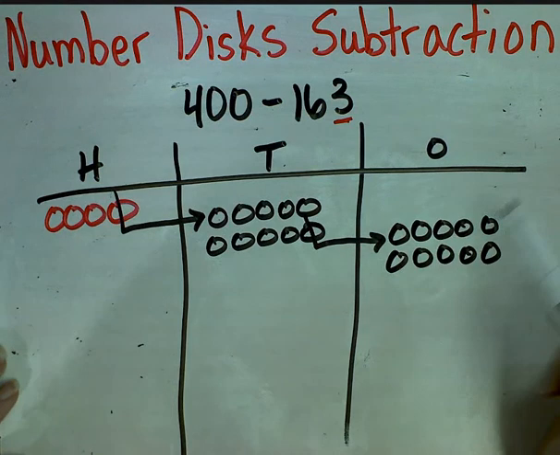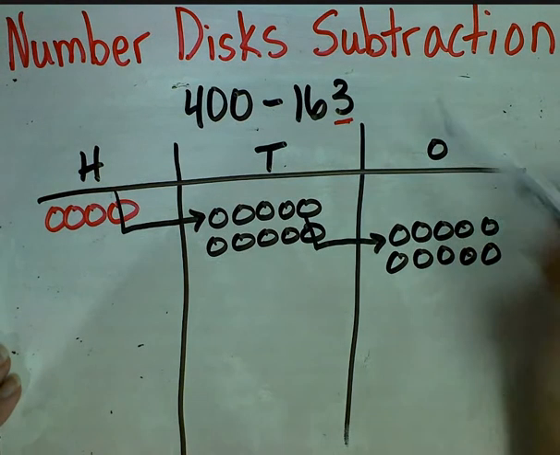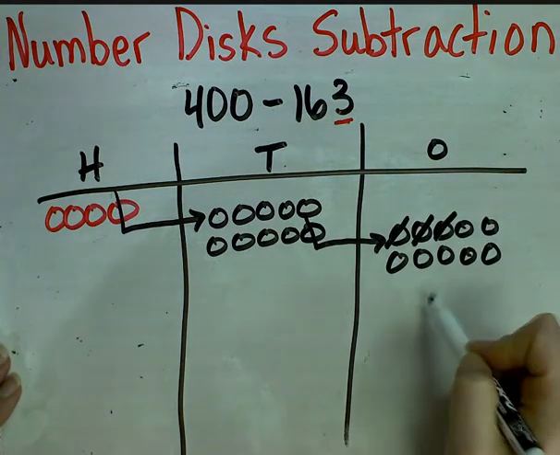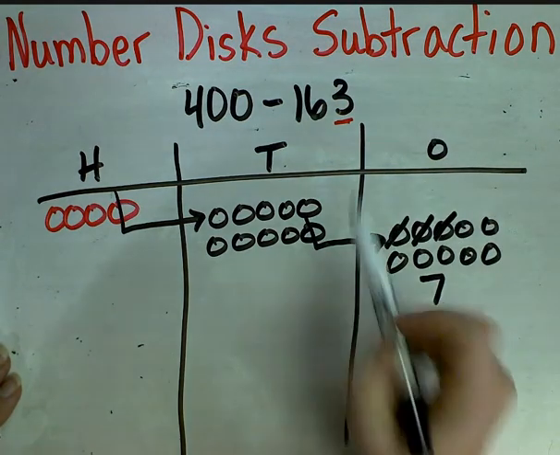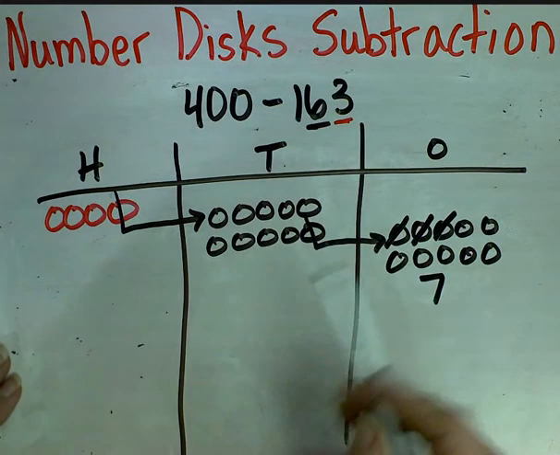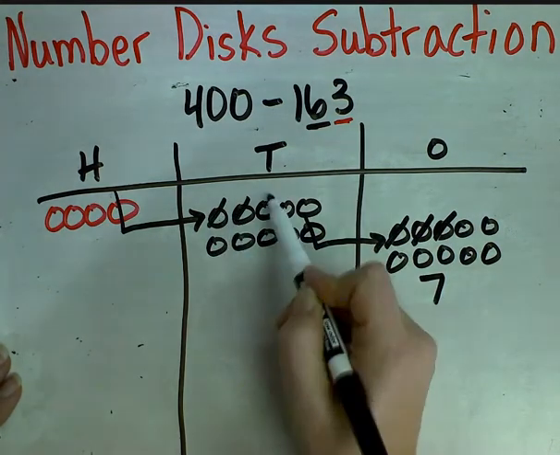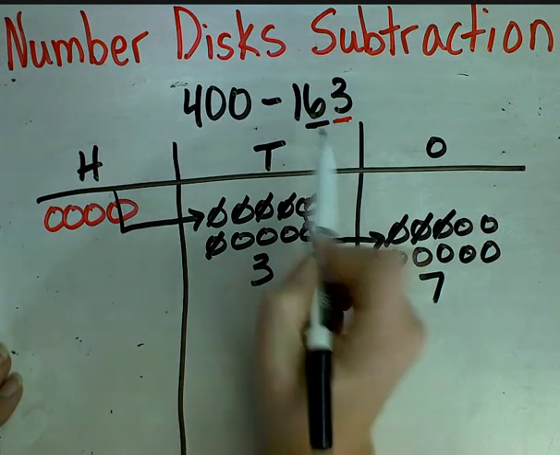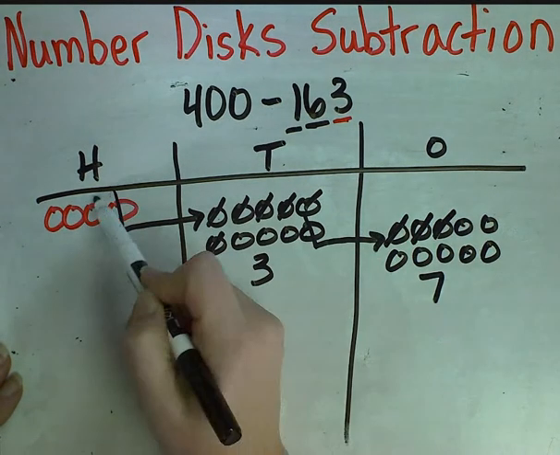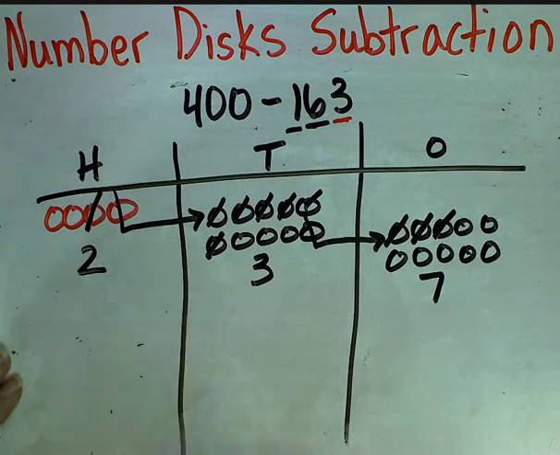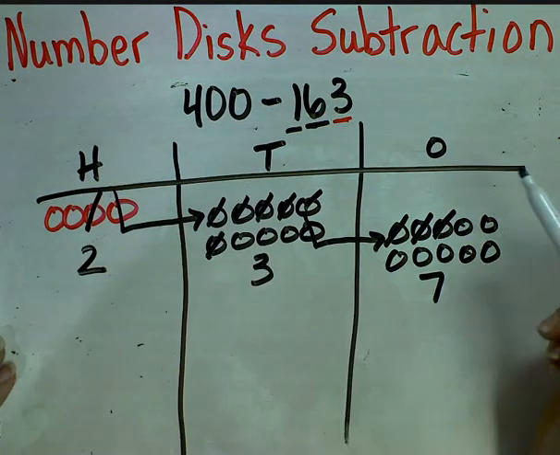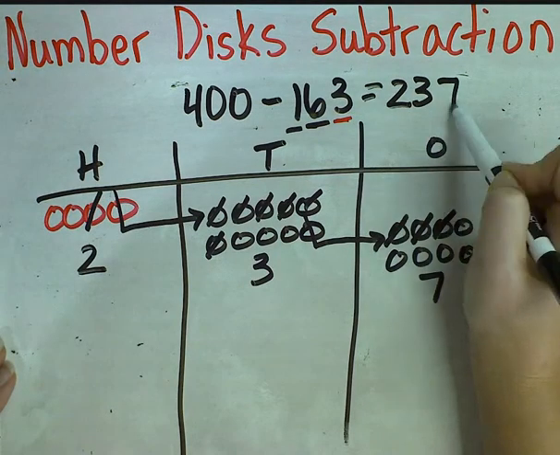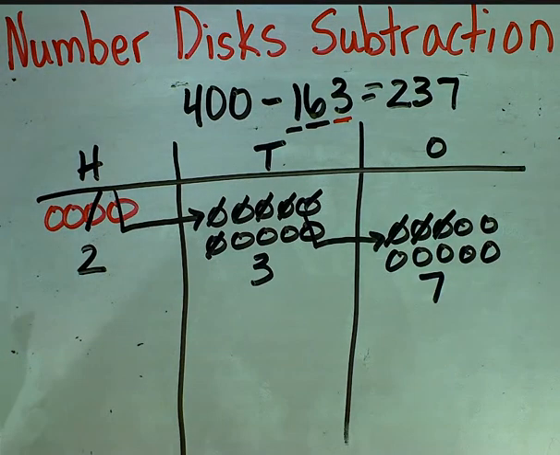Finally, we're ready to subtract. So we're going to take 3 1s away. 1, 2, 3, leaving us with 7. Now we have to take 6 groups of 10 away. 1, 2, 3, 4, 5, 6, leaving us with 3. And finally, we have to take one group of 100 away, leaving us with 2. So 400 minus 163 equals 237. That's how you can use number discs for subtraction.